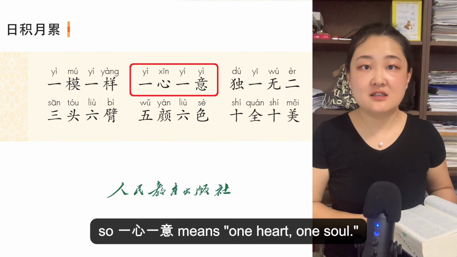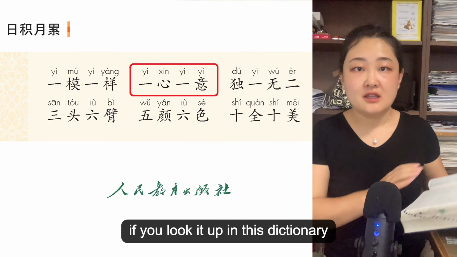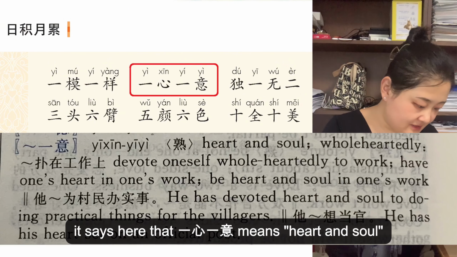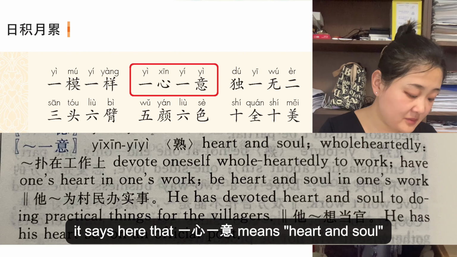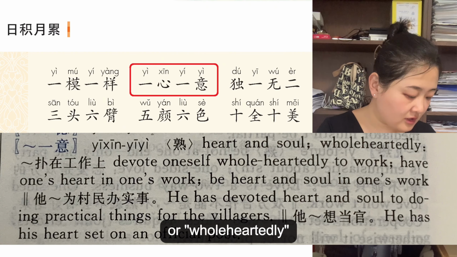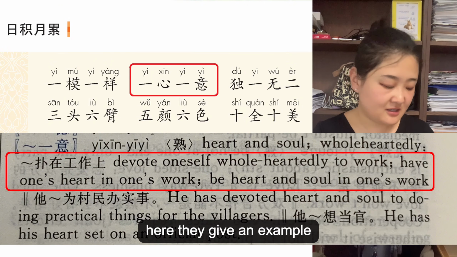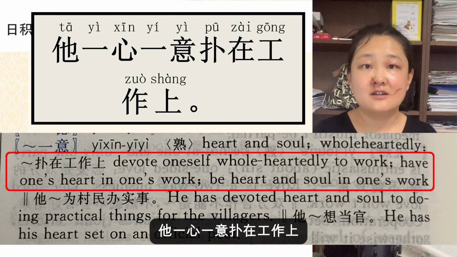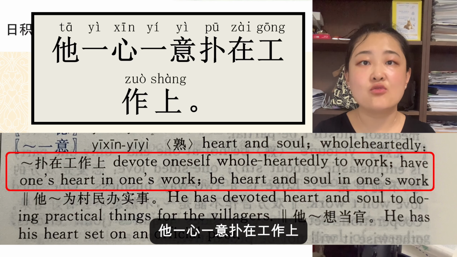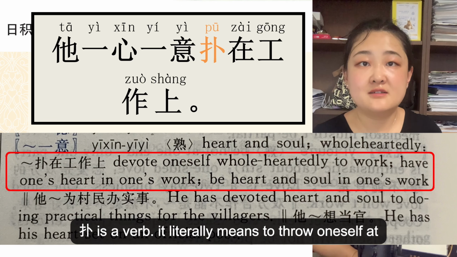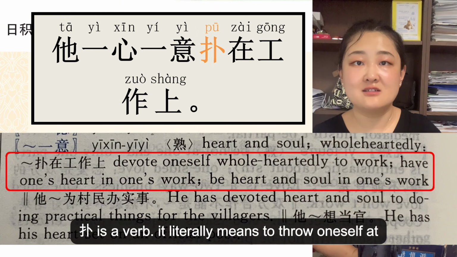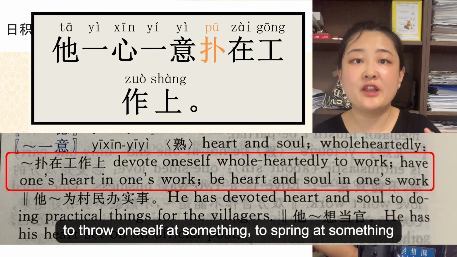So 一心一意 means one heart, one soul. If you look it up in this dictionary, it says here that 一心一意 means heart and soul or wholeheartedly. It is used often to describe a sort of devotion or focusedness or being concentrated. Here they give an example. 他一心一意扑在工作上。Pu is a verb. It literally means to throw oneself at something, to spring at something.